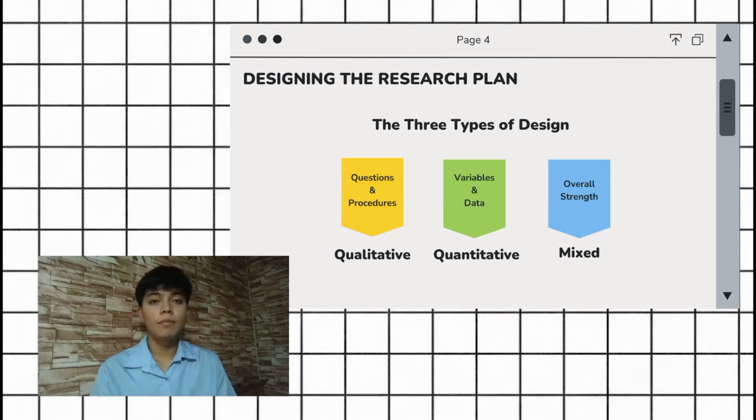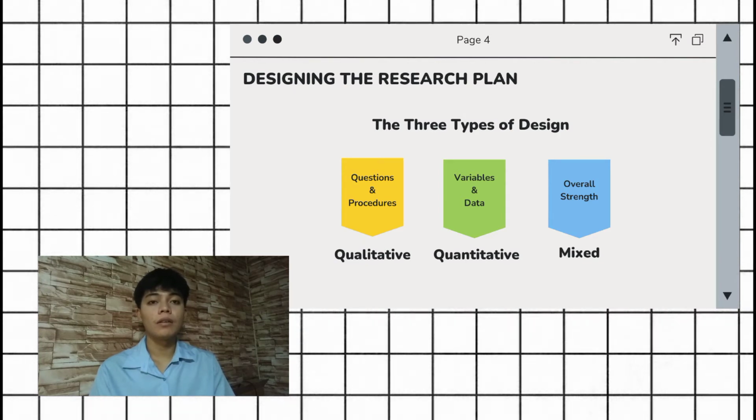While in qualitative research procedures, it involves collecting and analyzing non-numerical data, for example text, video, or audio, to understand concepts, opinions, or experiences. Under the quantitative, there are variables and data.